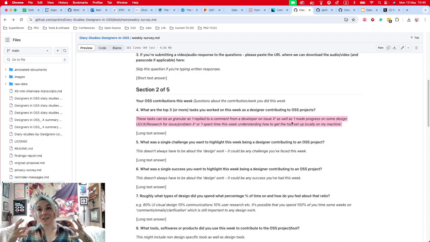But some of the designers were worried that there were going to be weeks where they made no contributions to open source software, especially those that were primarily unpaid open source software contributors. And I think that's something that any person contributing to open source software can relate to. There are going to be weeks where you do nothing related to your open source software contributions. And they were like, should we still submit a report for that week?